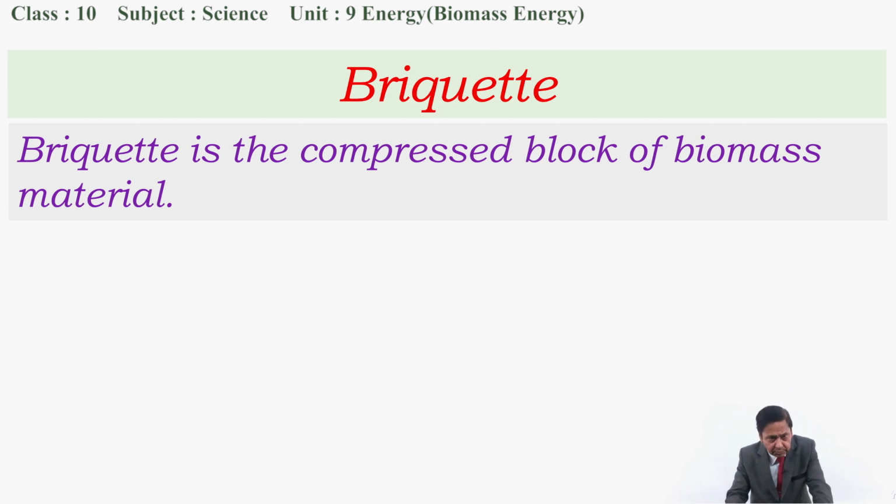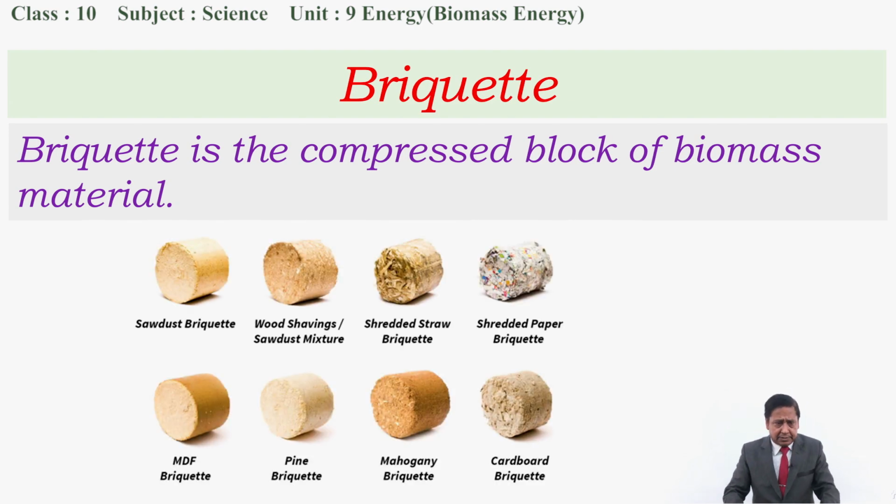Now, I want to give some examples. Look at this. These are some examples: sawdust briquette, wood shaving and sawdust mixture, shredded straw briquette, shredded paper briquette, etc. All these are briquettes. These briquettes can be used to get heat energy for cooking and other purposes also.